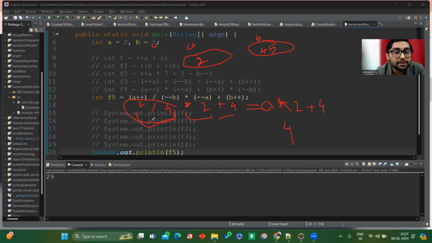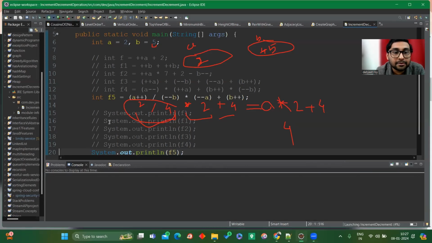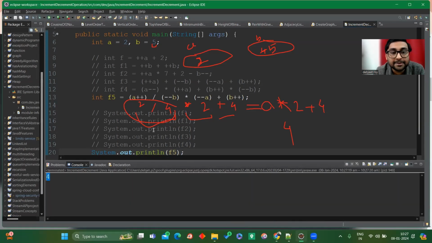Let's run the code and see whether the final value is 4 or not. Yes, the final value is coming as 4. That means it's very simple to understand. It's very easy. We just have to practice a lot of this type of question and we get the clarity. So I hope you understood.